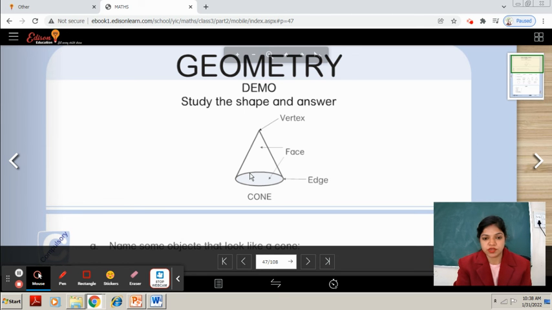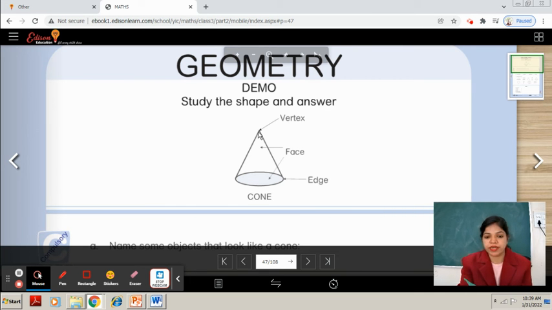Okay, so students, you can see the shape of a cone, right? You can see its bottom part. A cone has a circle as the bottom and it all goes up. You can see it all goes up, right, to one point. That is the vertex. Okay, students, that is the vertex.